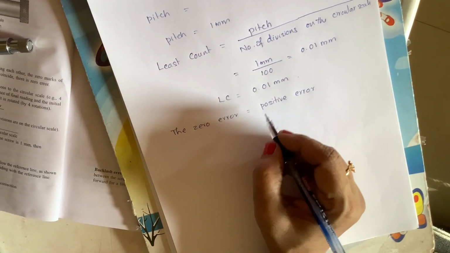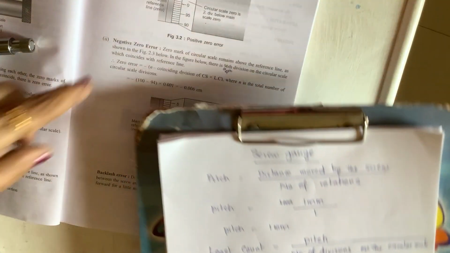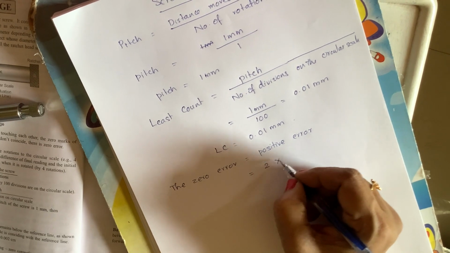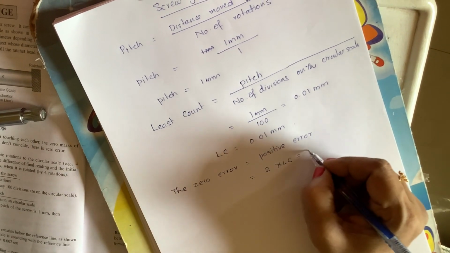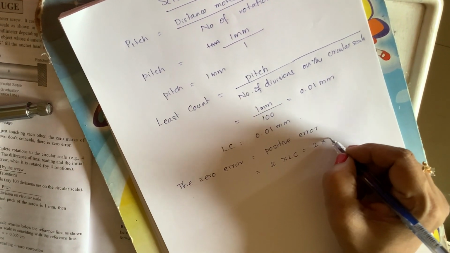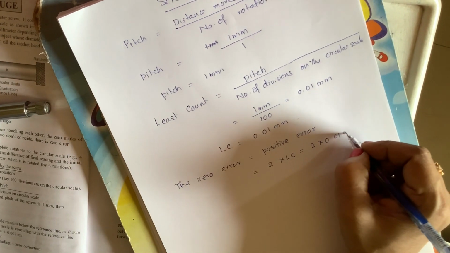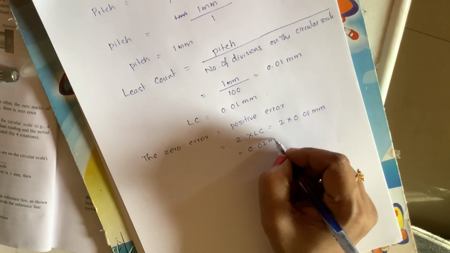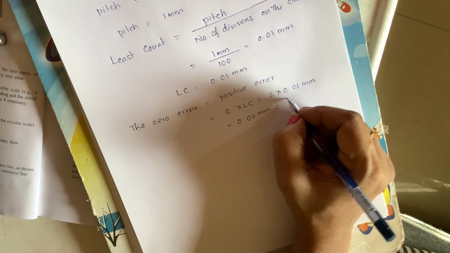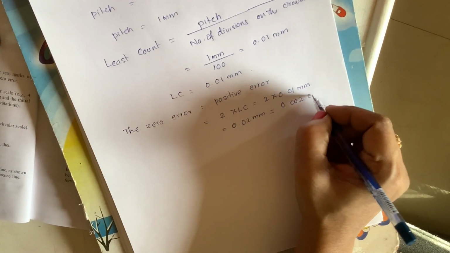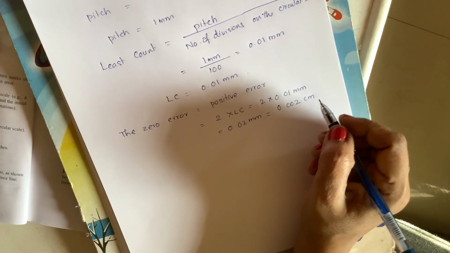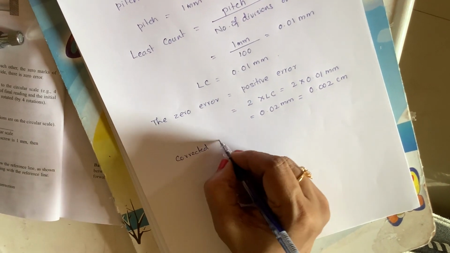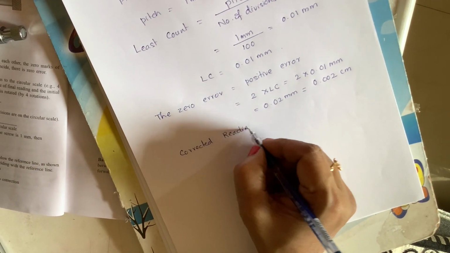So in this case it is positive error, second division as you have seen here. So take that as second division, multiply with the least count, that is equal to 2 into 0.01 mm, that is equal to 0.02 mm, or it can be 0.002 cm, centimeter. So when you are taking the reading, how you have to do? Corrected reading, this you have to be very careful.